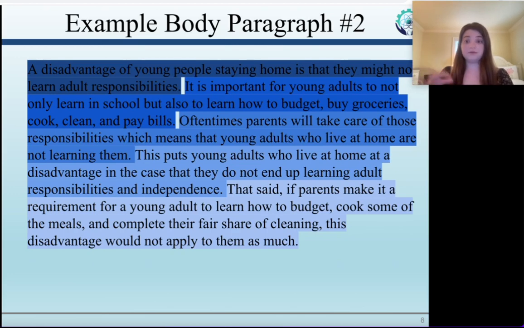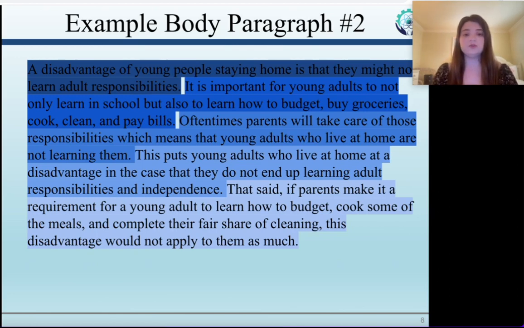We stated our reason. Now, the next part is we have to expand on our reason. So let's explain further. Why is that the case? Why would people staying at home mean that they might not learn adult responsibilities? It says it is important for young adults to not only learn in school, but also learn how to budget, buy groceries, cook, clean, and pay bills. So that goes further into detail that if they're living at home, maybe they're not doing those things. If we're not living at home, they perhaps are doing those things.